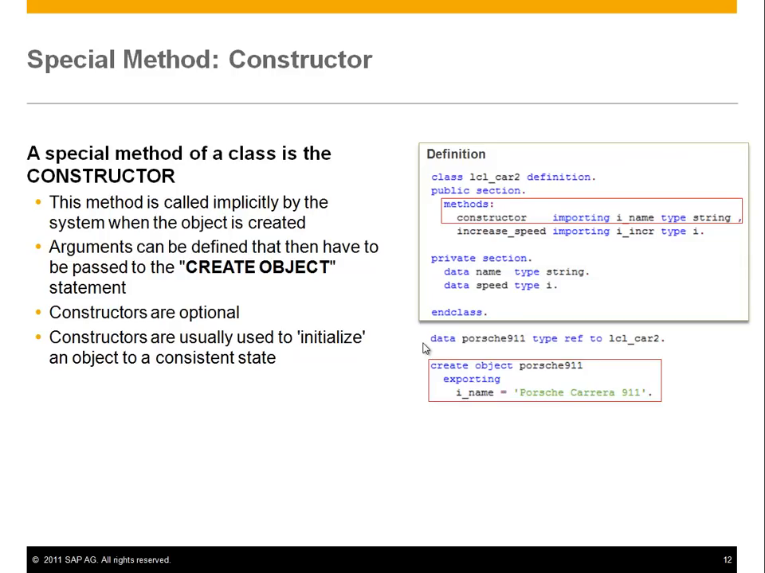If you create an object, you have to specify the parameters. So this is what you see in the second piece of code below. Create object, reference variable name, in this case Porsche 911, exporting Porsche Carrera 911.